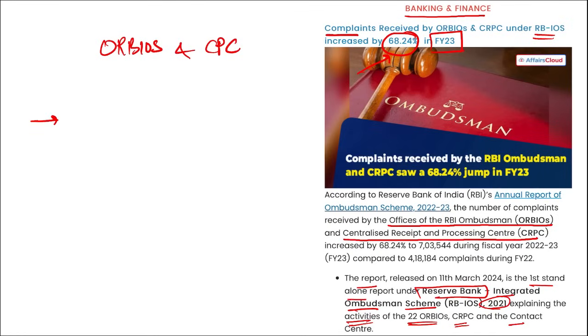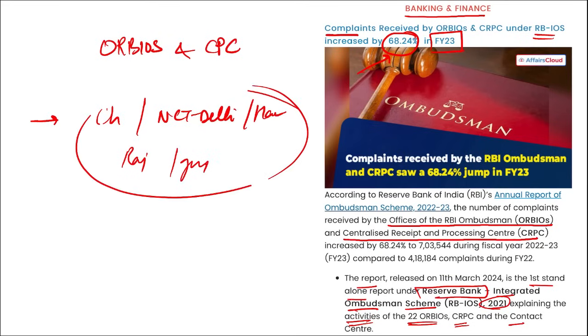Then the states or union territories from where we saw the maximum number of complaints, such as Chandigarh, NCT Delhi, Haryana, Rajasthan, Gujarat, were the topmost contributors for these complaints. These complaints include various services such as banking services, non-banking systems, and major concerns for NBFCs.